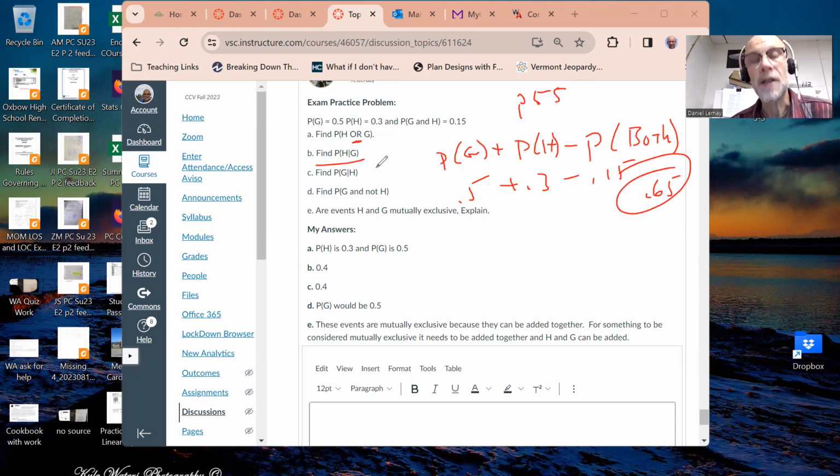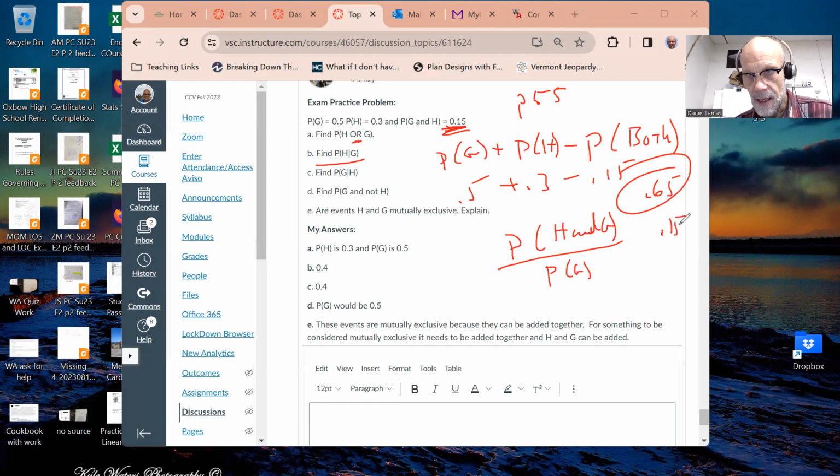Part B is a conditional probability. What that means is we're going to find the probability of both H and G happening over the probability of G happening. So it's saying, what's the probability H is going to happen given that G's already happened. So there's our probability of G and H. We don't have to do any kind of multiplication rule. And then we're going to divide that by the probability of G happening, which is 0.5.